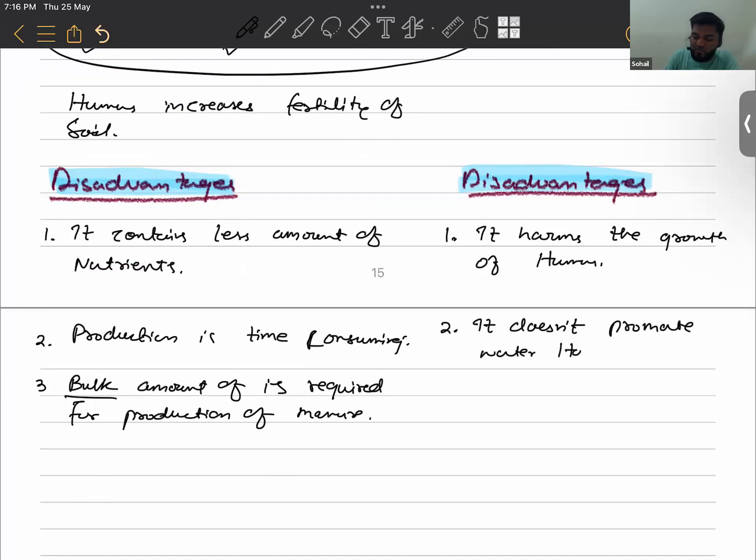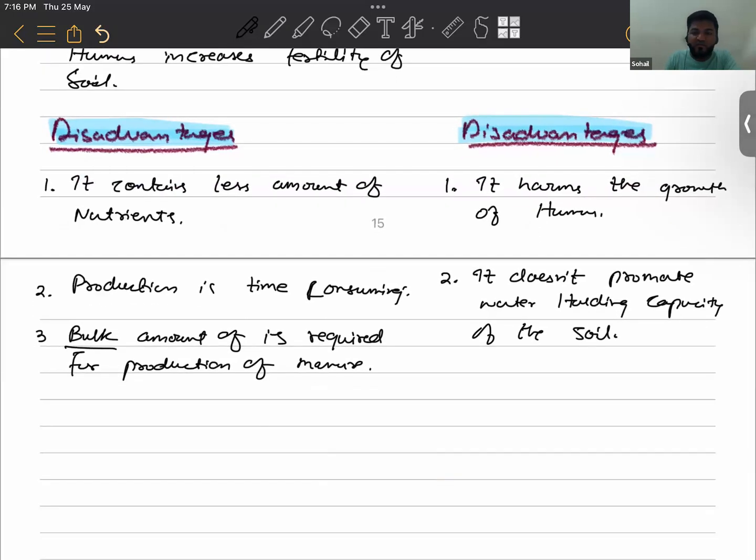Water holding capacity of the soil. Okay. Now, is there any more disadvantage of using this?